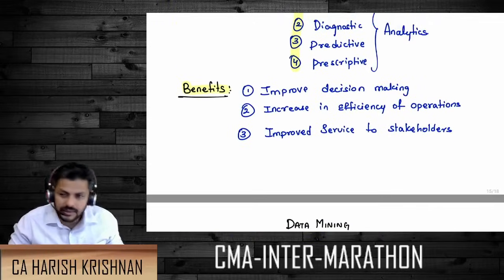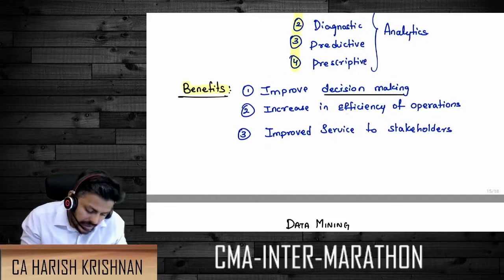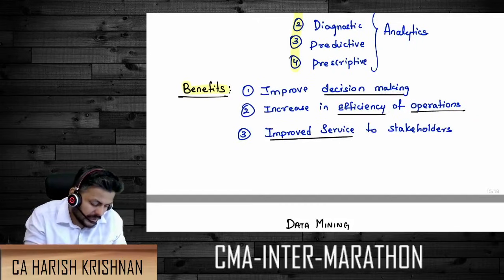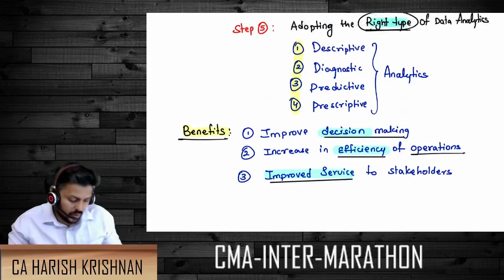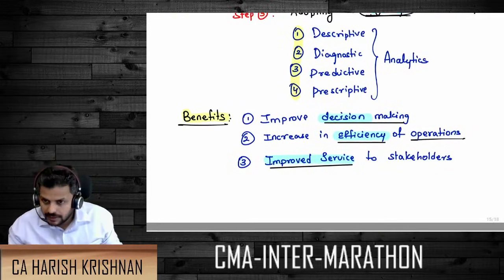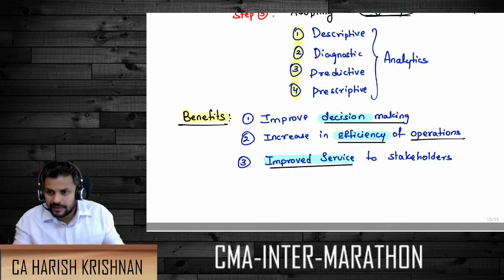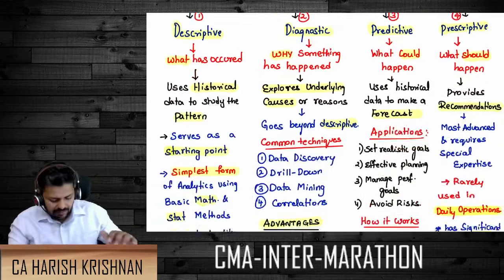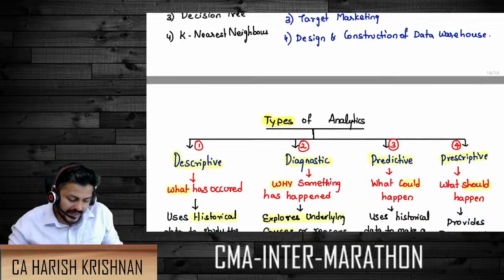What are the benefits of doing this? It improves decision making, increases the efficiency in operations, and provides improved services to the stakeholders. Decision making, efficiency, improved service to the stakeholders. Small but a very important topic, because that question with 5 steps has already been asked in the exam. Also, for these four analytic types, I have made a 4 column table. Our class students know that we have made a very elaborate 4 column table about each of them, with everything covered neatly. That is something I want to do as the last topic of our revision.